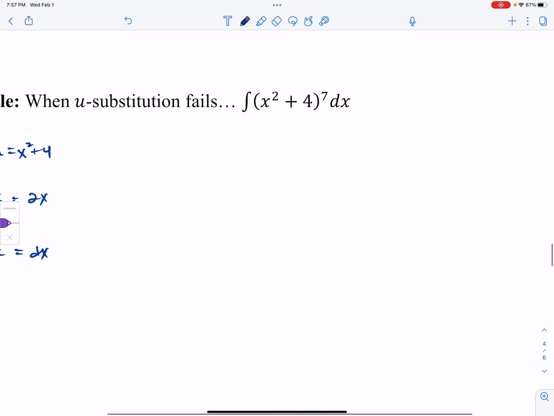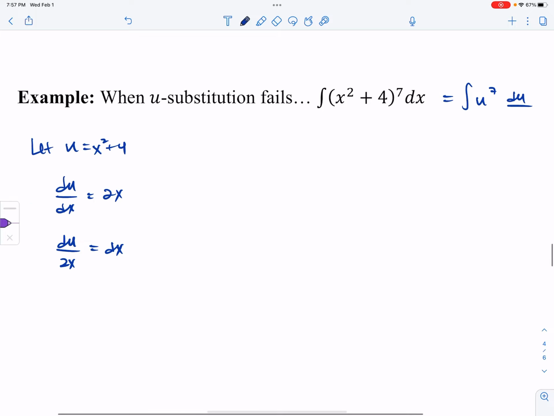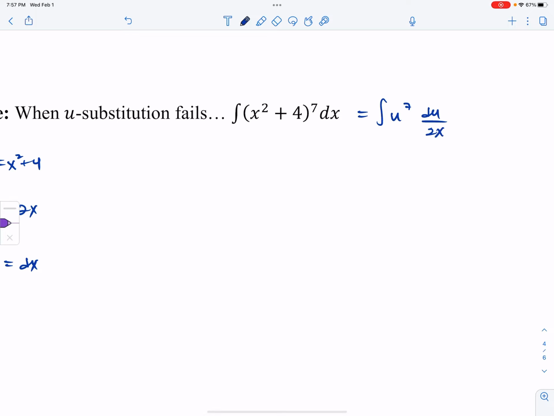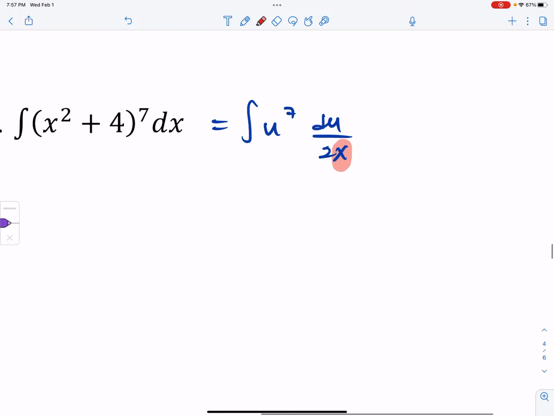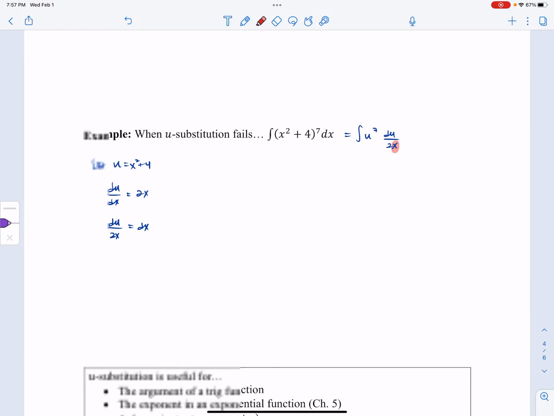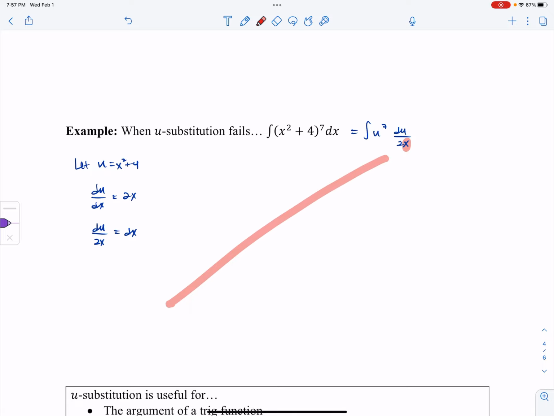And then when you go to rewrite the integral, you have the integral of u to the 7th, but when we replace dx, it's du over 2x. And we can't get that x to cancel. It's stuck there, and we can't integrate when we still have x in the integral. So it does not work, fail.